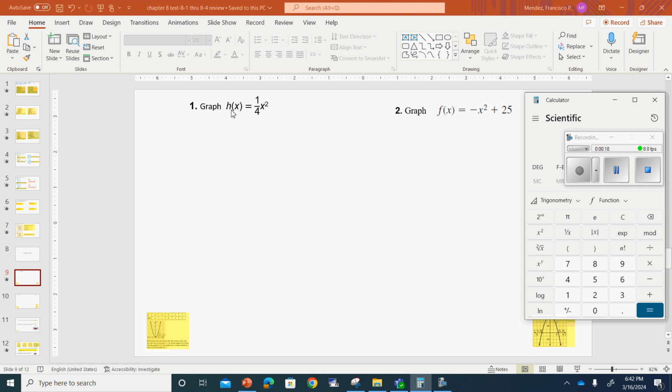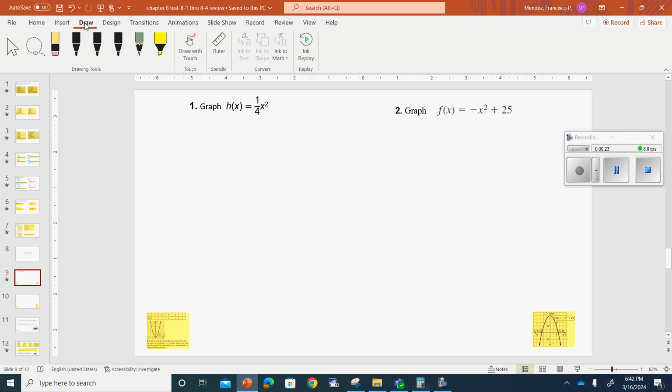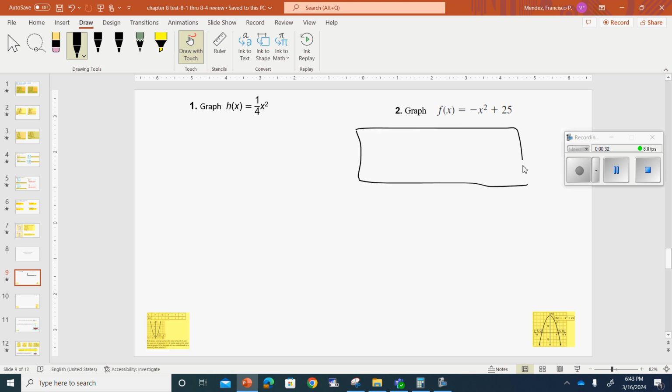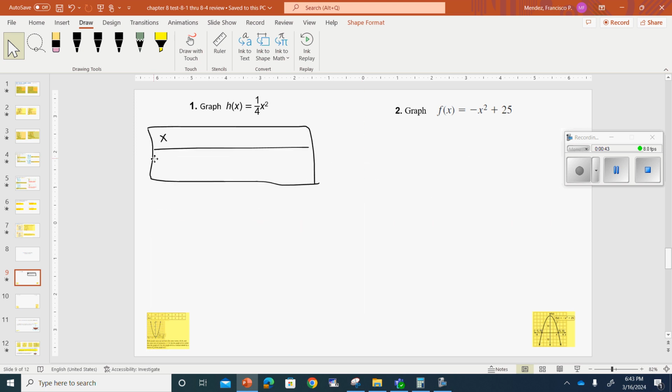We've got graph h(x) equals 1/4 x squared. So I'm going to get my drawing tool over here. First thing I'm going to do is make a table for myself. I'm going to plug in x, and I think what I'm going to do is take all this and move it over here. That means this is going to be h of x, which is like saying y.